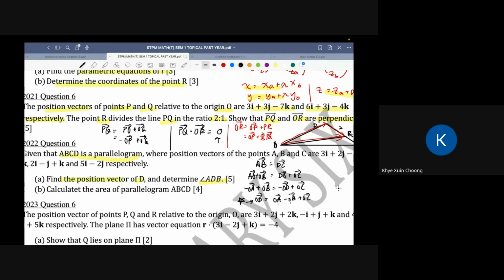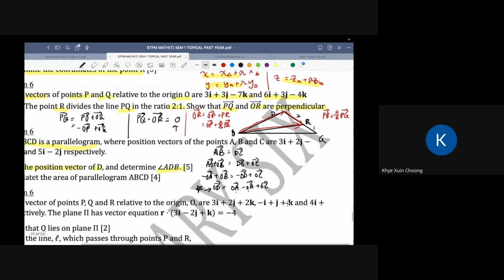Then it asks you to determine the angle ADB. How to determine the angle ADB? So this is A, B, C, D. So ADB means this angle, right?